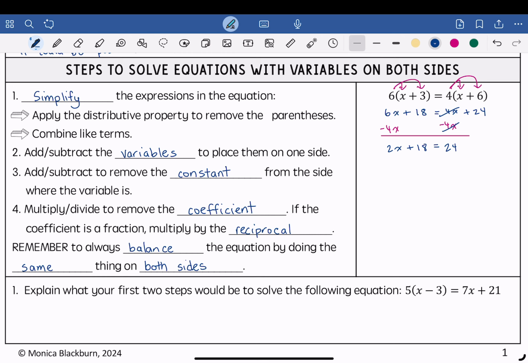So step 2, add or subtract variables to place them on one side. We did that. Step 3, add or subtract to remove the constant from the side where the variable is. The constant is on the left side, so we want to eliminate it from this side. So I'm going to subtract 18 and do the same on the right side.